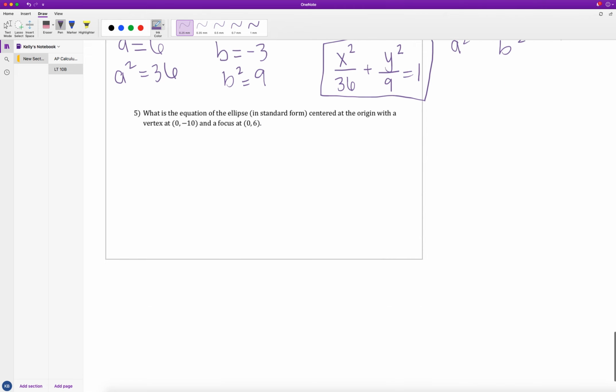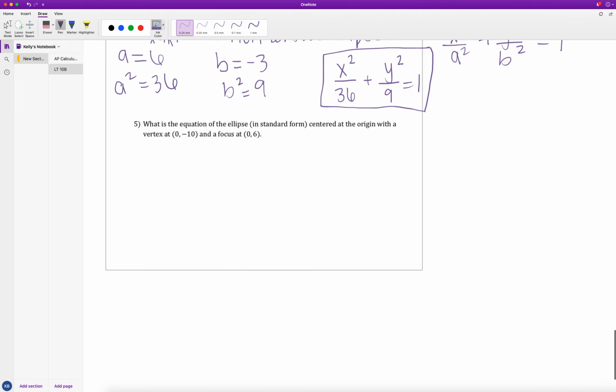Okay, our last example down here, example 5. I want you guys to pause the video again and try this one on your own. Okay, let's check example 5. It says, what is the equation of the ellipse in standard form, centered at the origin with a vertex at (0, -10) and a focus at (0, 6)? So this time they gave us the vertex and the focus. Both of these always appear on the major axis, and since both of these are y-intercepts in this case, then I have a vertical ellipse.